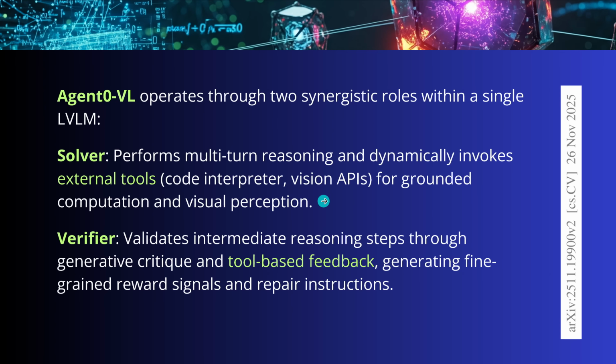And then, as I told you, you have the check if it's okay. So you have to have a verifier. And this is, of course, the identical vision language model, just with a different system prompt. And this verifier now validates the intermediate reasoning steps through generative critique and tool-based feedback. So you get a critique that says, hey, everything was great, just this function here, there was a little bit of wiggle room. So I would suggest if you use this Python code, this would be a better code sequence. Generating fine-grained reward signals and repair instructions coming back from the vision language model, just to be self-learned and self-optimized by the system.